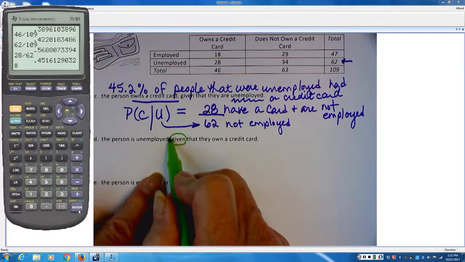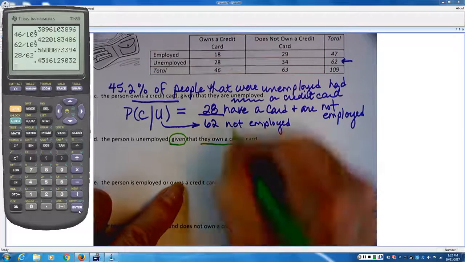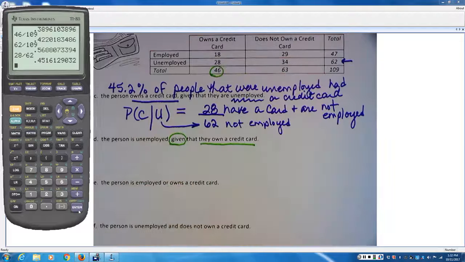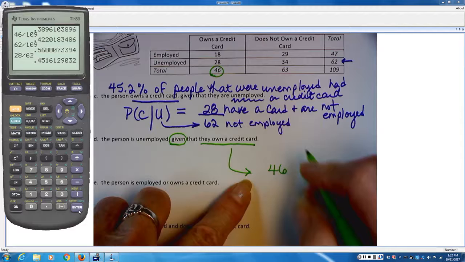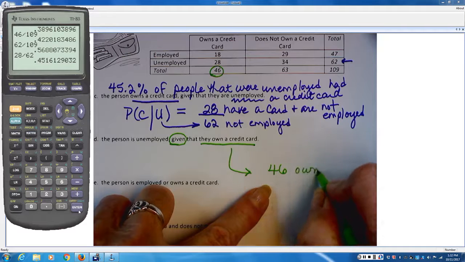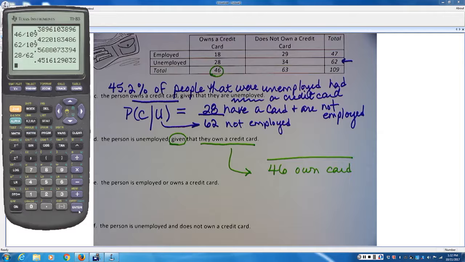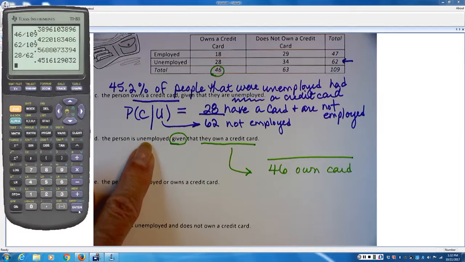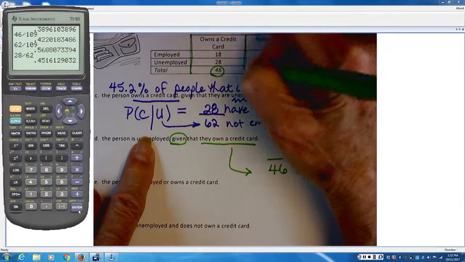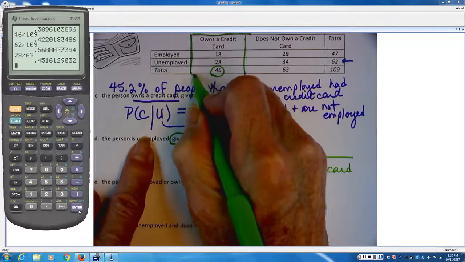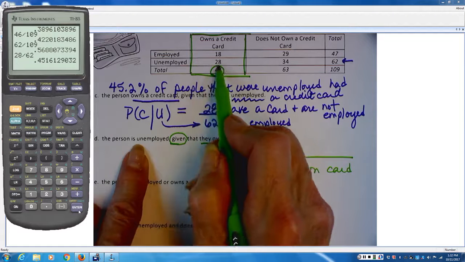So this is a given. This means you know this for a fact. And if you're given that they own a credit card, you're only talking about those 46 people. And then the next question is unemployed. Well, out of just those people, just the people inside that box, 28 of those people are unemployed.